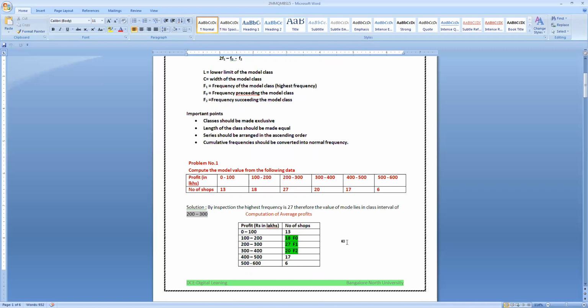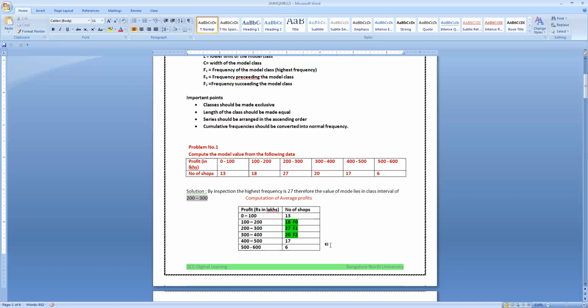Just by seeing the highest frequency we can decide where the modal value is going to lie. In this question, the highest frequency is 27. Corresponding to that, the class interval is 200 to 300. Therefore, the modal value will be in the range of 200 to 300 rupees. Then let us solve the question.